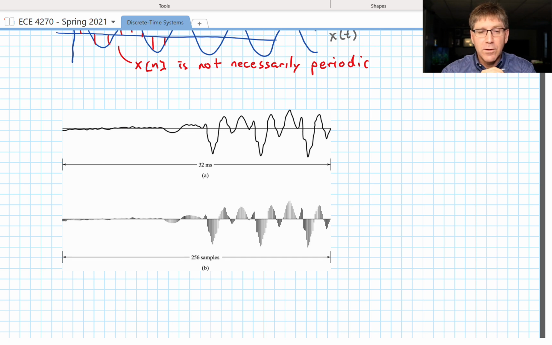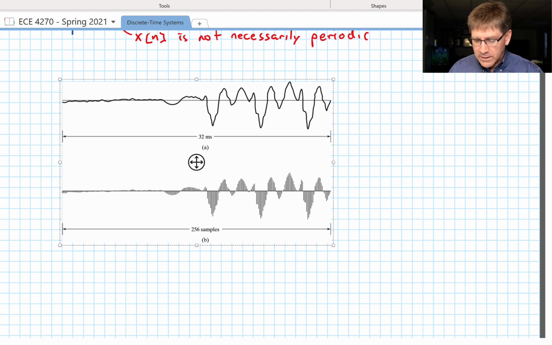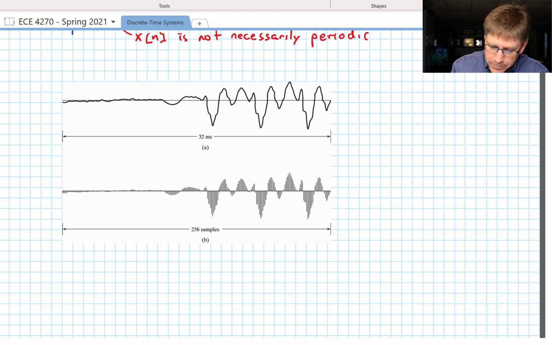The continuous time version is shown up top, and the discrete time version is shown down below. You might think, how did we get this perfect discrete time or continuous time version shown there? Well, we cheated. We just connected the dots from the sampled version below, because that's what we really have in the computer, a sampled version. But you get the idea. We have this continuous time speech signal, and then we sample it.